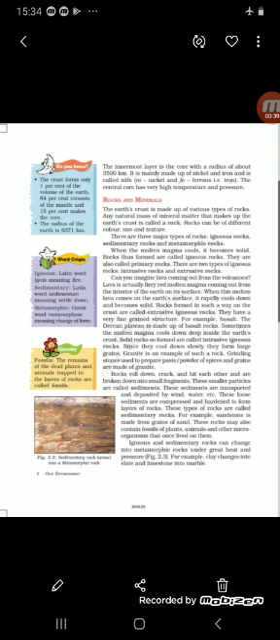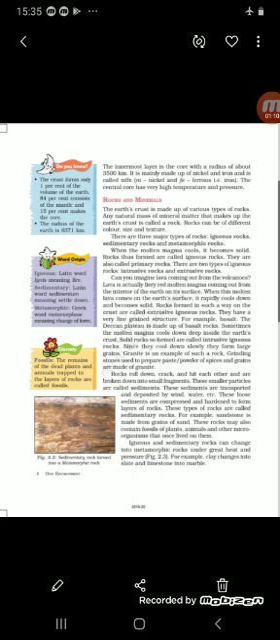Crust, mantle and core are the three different layers of Earth's surface. We have finished 1.5 phase of this chapter. Okay, so today we are continuing our lesson.